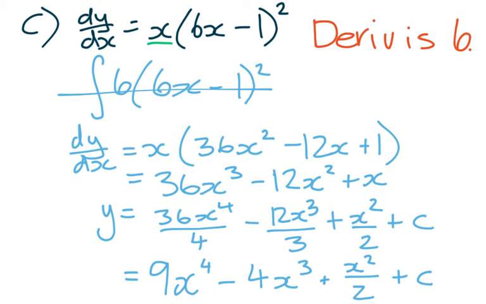So hopefully that's a bit of a crash course on chain rule with differentiation and anti-differentiation. It's just a reminder that chain rule is a function within a function. So you are looking for a composite function to know that you are using chain rule.